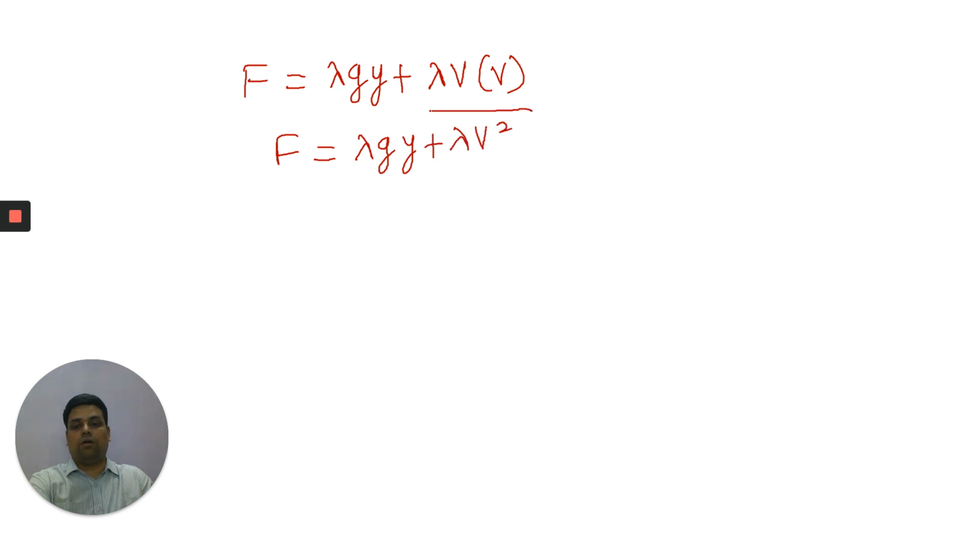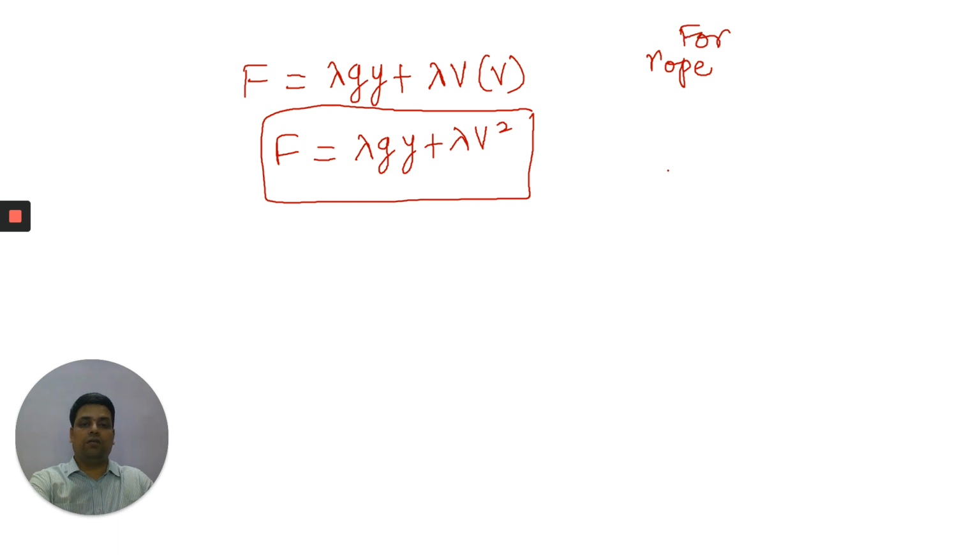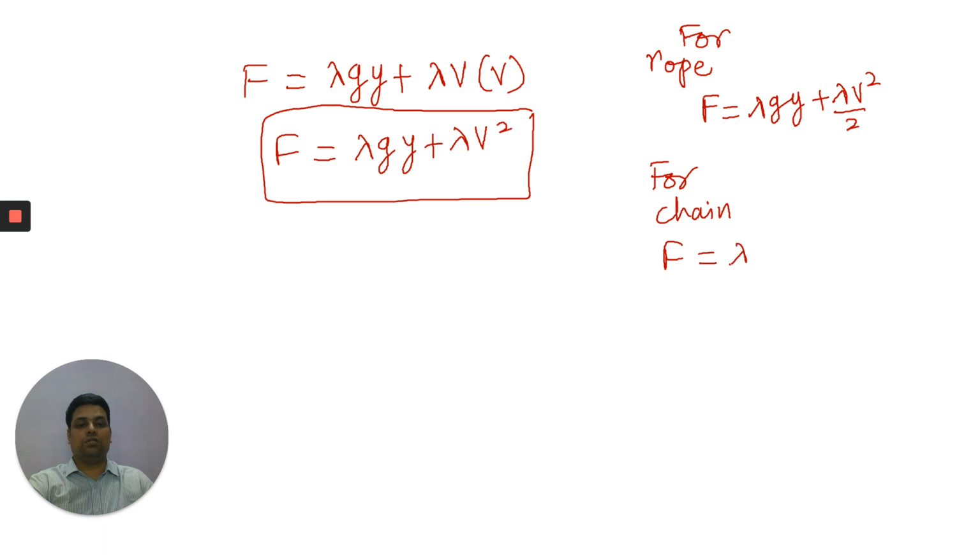I want you to observe the difference between the rope and the chain. We did the same thing for the chain also. In both cases we found the force required to lift them so that their speed remains constant. We got for the rope lambda g y plus lambda v squared by 2. But here we got the force lambda g y plus lambda v squared, that is lambda v squared by 2 plus another lambda v squared by 2.